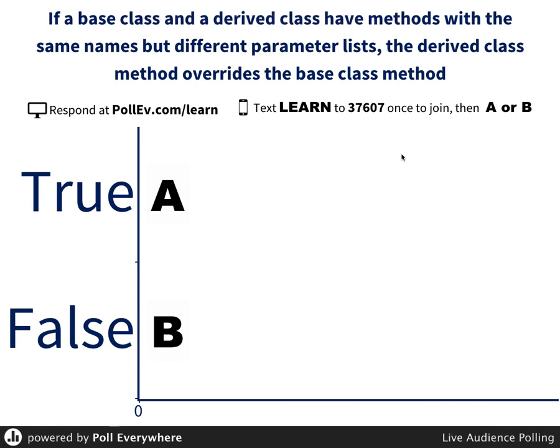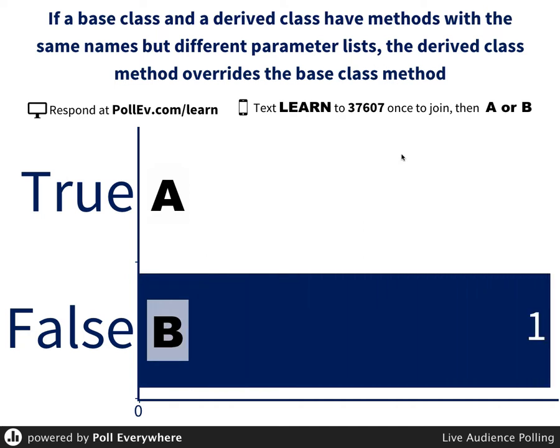Here's the poll. If a base class and a derived class have methods with the same names, but different parameter lists, the derived class method overrides the base class method. A, true, B, false. I'll read it again: if a base class method, the superclass, and a subclass have methods with the same names but different parameter lists, the derived class method overrides the base class method. What's the answer? A or B?